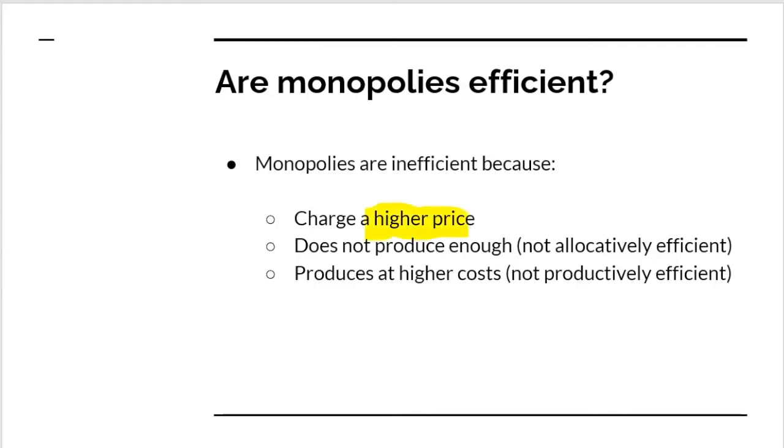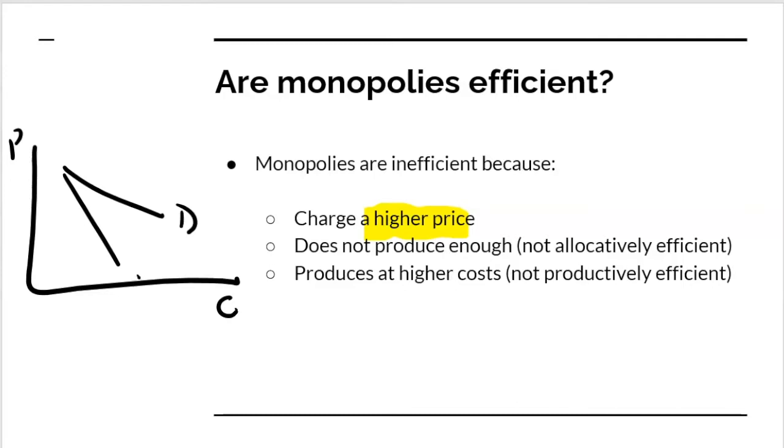One, they charge a higher price. Remember, with our monopoly graph, we have our price and quantity, our downward sloping demand and marginal revenue curve, our MC. We still want to go to MR equals MC to get our profit maximizing quantity. But for our profit maximizing price, we have to go all the way up to the demand curve to get to the price here. So monopolies charge a higher price than they actually need to. We are also going to say that they are not allocatively efficient and not productively efficient.